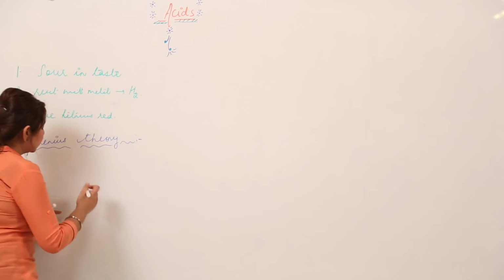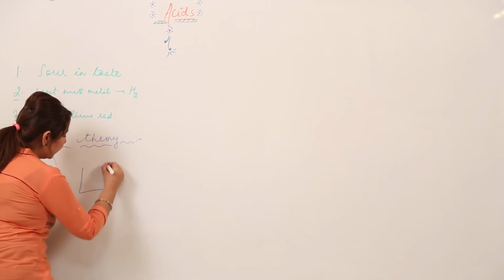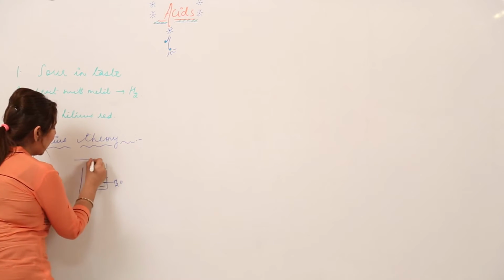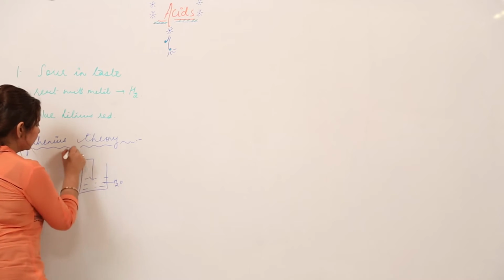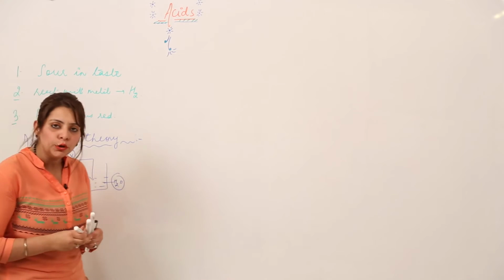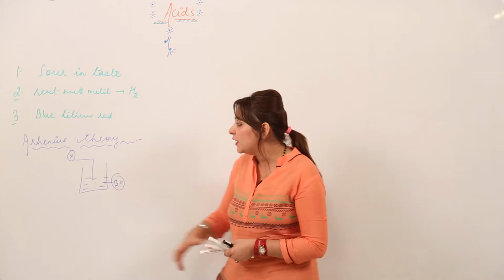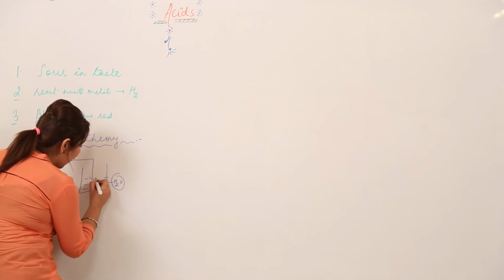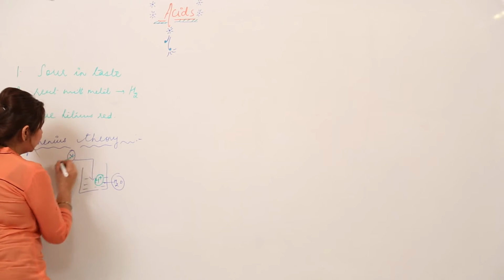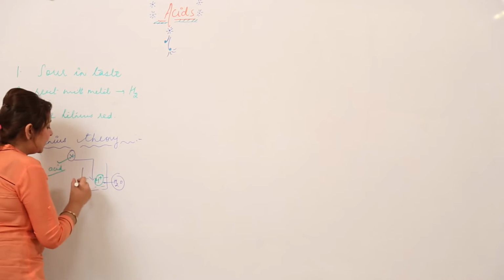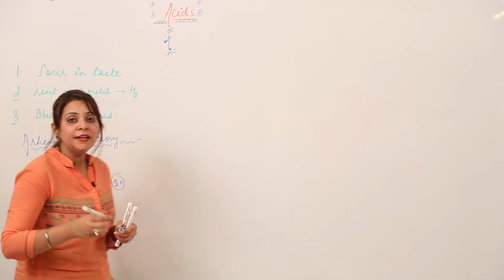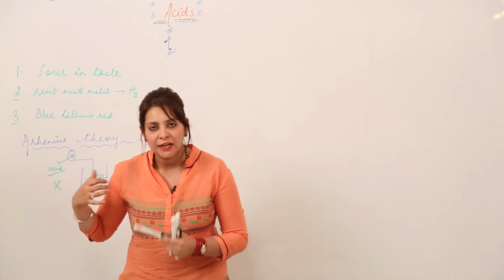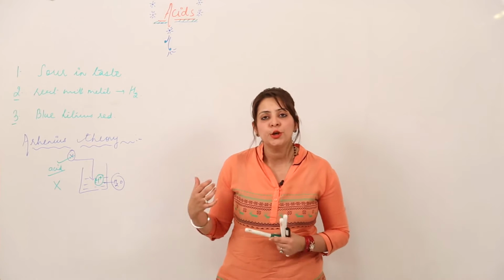What did Arrhenius say? Suppose we have water in this beaker, and I add substance X to it. I am adding this X substance to the water. He said that if this X substance is capable of giving the hydrogen ion in water, then this given substance is an acid, and if it doesn't give hydrogen ion in water, then it is not regarded as an acid. So according to Arrhenius, what is the theory for an acid?